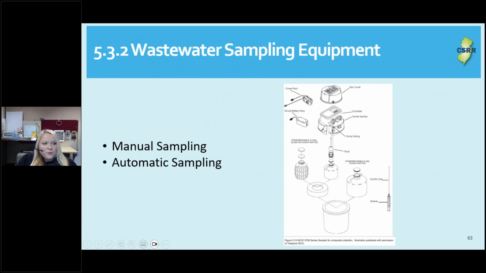So the aqueous sampling section goes on to discuss other types of sampling, including wastewater. This section did not change from the previous version of the manual. Basically, for sampling for wastewater, which would include influent and effluent sources at a treatment facility, you can either conduct manual sampling or automatic sampling with various types of automatic sampling devices that can either collect discrete or composite samples. This figure shows an example of an ISCO sampler, and these devices can also sometimes be adapted for use with surface water sampling. Next slide.